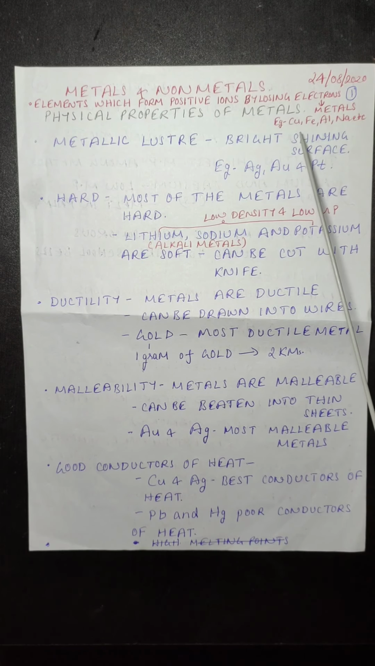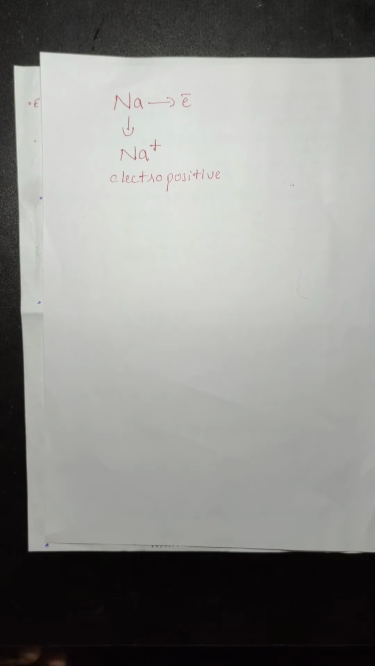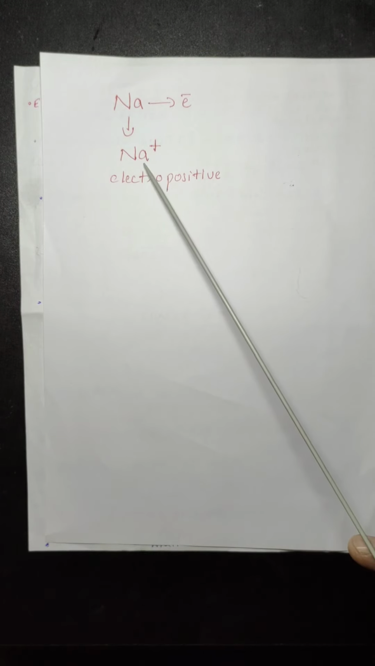Okay, there are many examples. Few I have listed here: copper, iron, aluminum, sodium, etc. Okay, let us learn how they form positive ions. I consider the example of sodium here. Whenever sodium loses an electron, it gets charge. Any atom getting charge, we call it an ion. Remember that. Now as it has got positive charge, we call it a cation.